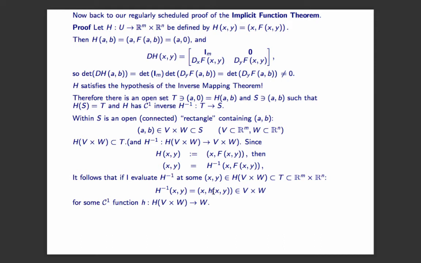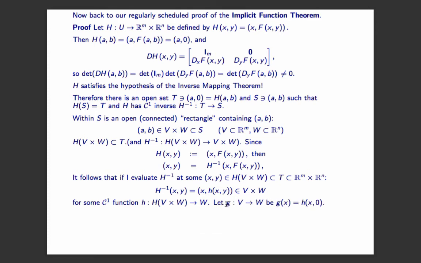So what is the domain of little h? Well, it's the same (x, y), which is in the image of H applied to V by W. So H maps the image of V by W under H to W, because it maps it to the second entry. It maps it to W, because this ordered pair is contained in V by W. x is in V, h of (x, y) is in W.